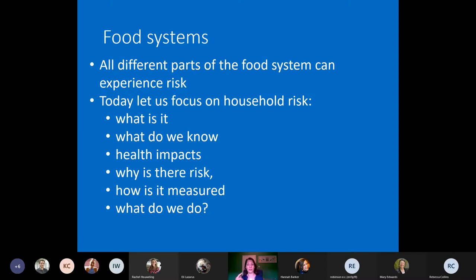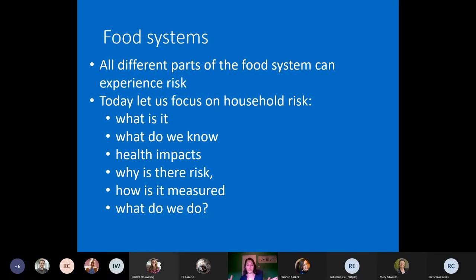But that's obviously the thing that often clinches any sort of policy involvement. Why do we have this risk? Why is it that in a country like England and the United Kingdom, people are still food insecure right now? How do we measure it? Or do we measure it? And what do we do about it? Which, of course, is the really important question.